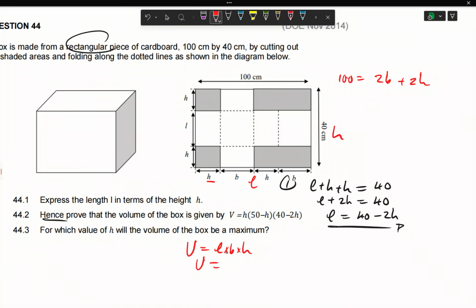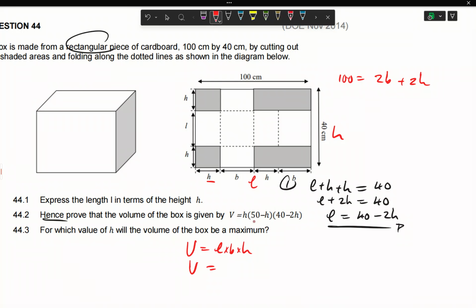I'm just going to keep the h, guys. So the length, guys, is going to be the two b's plus the 2h. And then the breadth, how am I going to deal with this? Okay, let me just write it like this. So I'm just going to say the volume is equal to this 50 minus h, guys.